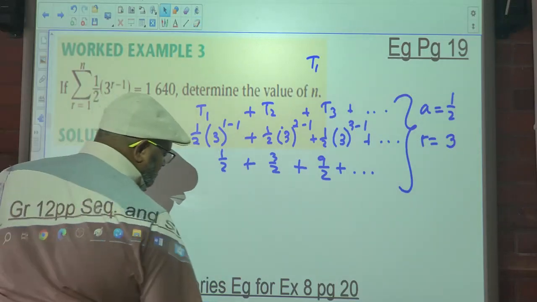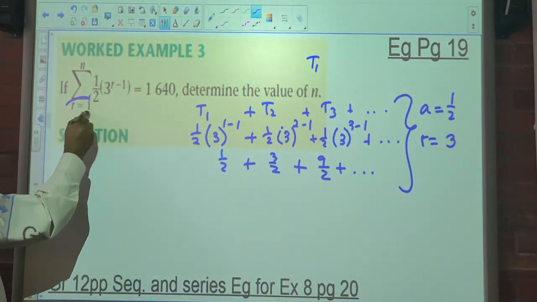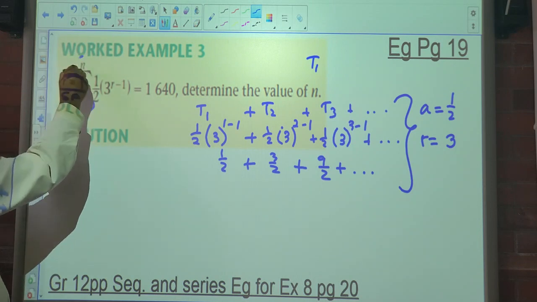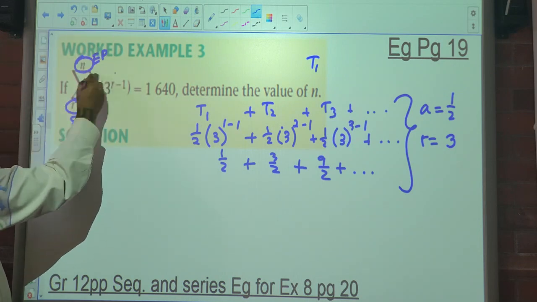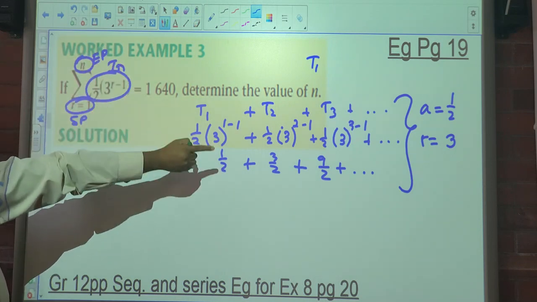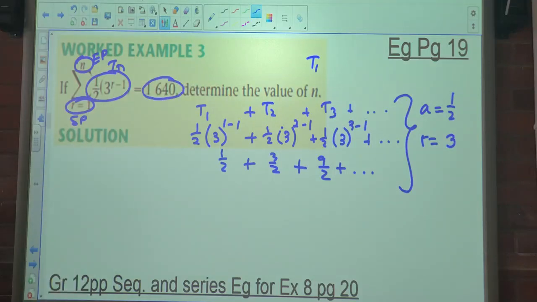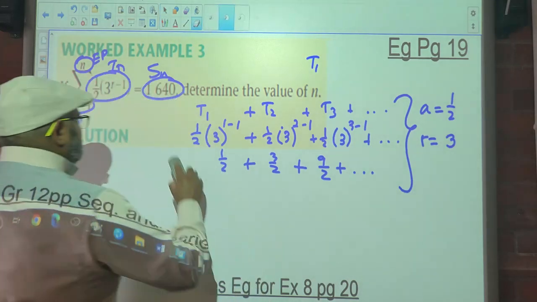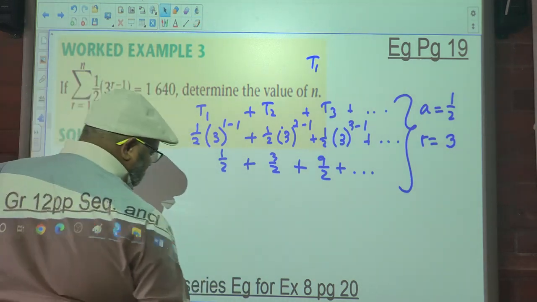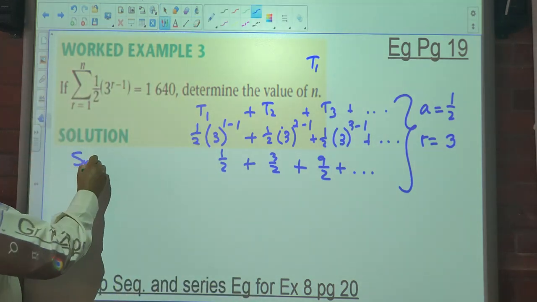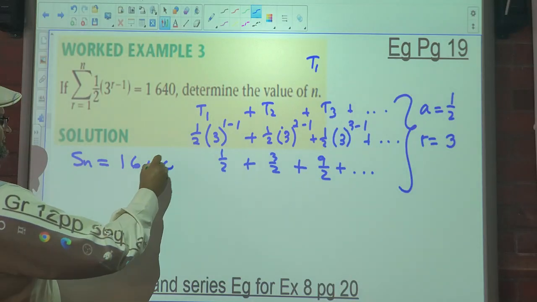What other information do we have? Remember, this is my starting point, this is my ending point, this is my general term which I just worked with now. What does this tell us? So that means to say the sum of the series is equal to 1640. Not so? So how can we calculate n in that case? If Sn is equal to 1640.